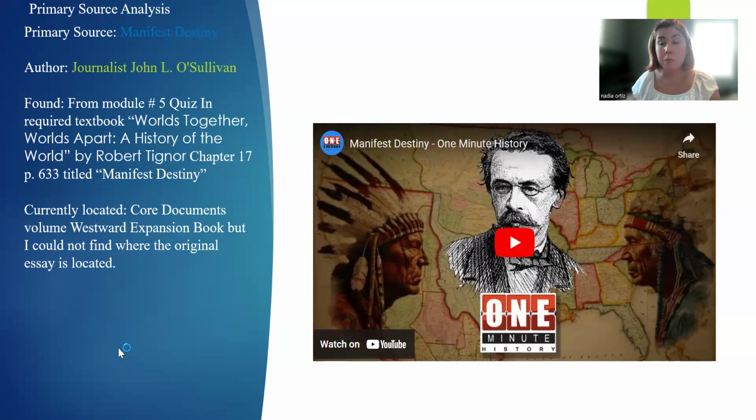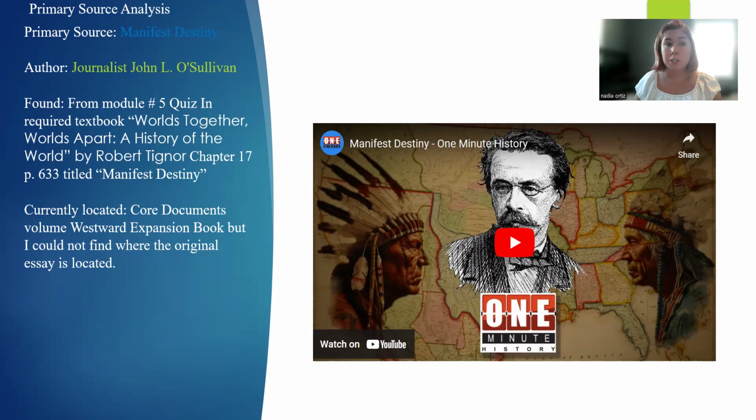The primary source that I chose was titled Manifest Destiny by John L. O'Sullivan, a journalist. This was an essay that he wrote in 1845 during the Texas annexation and the U.S. expansion. I found this source in module number 5 before the quiz in the required textbook titled Worlds Together, Worlds Apart, chapter 17 on page 633 under the primary source titled Manifest Destiny.